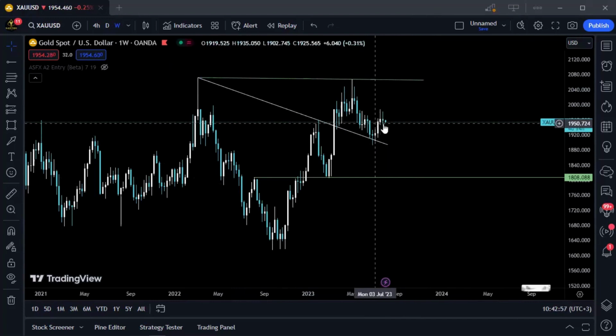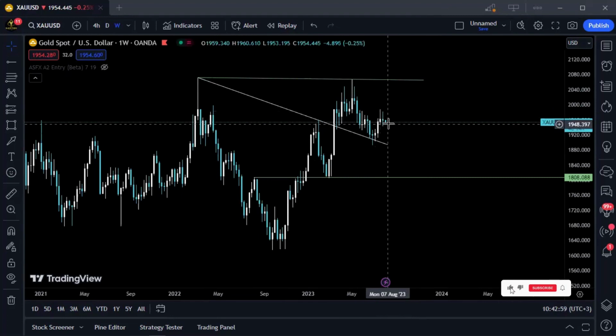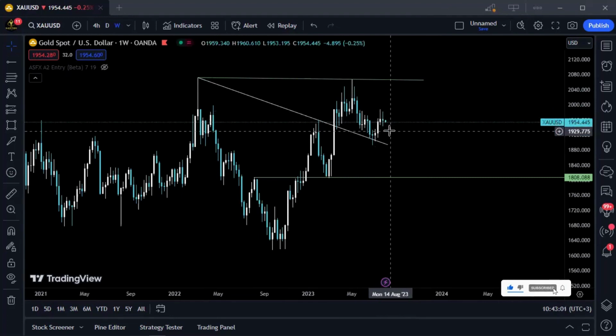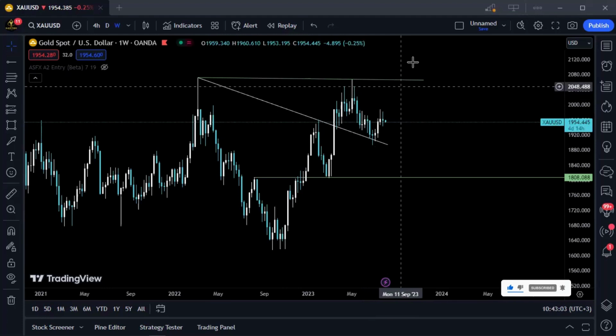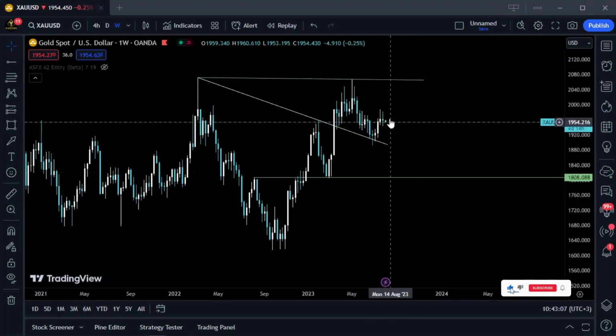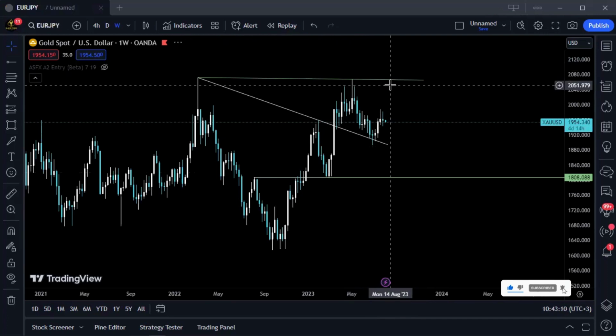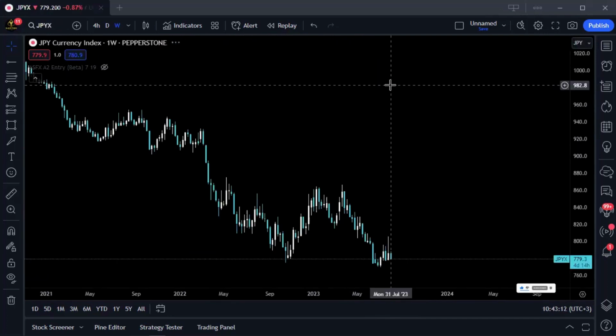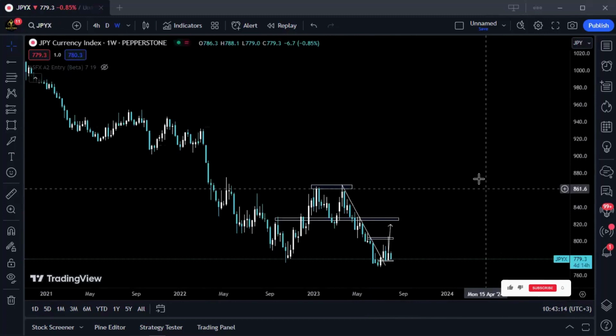But currently we can actually see that it doesn't have momentum, so there's a high possibility we may see a retracement and then perhaps a continuation if it's going to be bullish. If not, then you never know, prices might just take off. Gold does that. So let's finish off with JPYX.